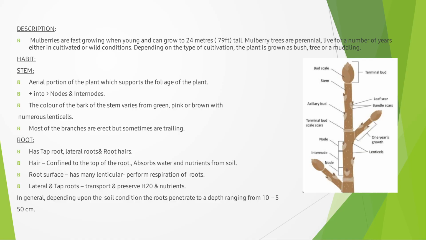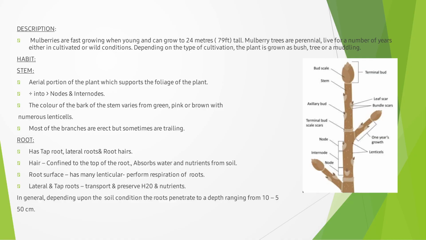Next, about the habit, the stem. It is the aerial portion of the plant which supports the foliage of the plant. Foliage is nothing but the collection of all leaves and branches present in the plant. This stem is divided into two main structures, namely the nodes and the internodes. The color of the bark of the stem varies from green, pink, or brown with numerous lenticels.